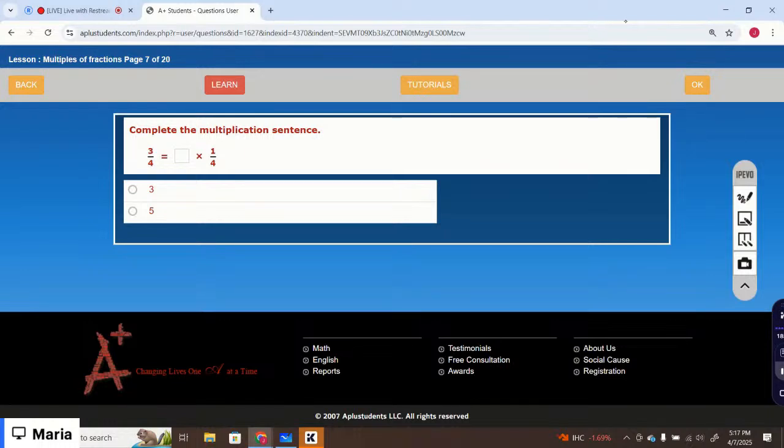That is 3 times 1 by 4. So the correct option is 3. Option number 1 is the incorrect option.